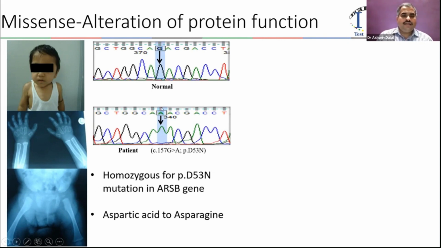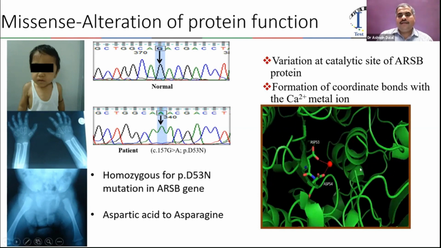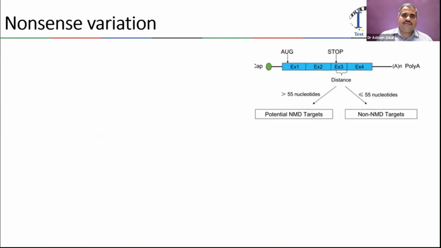The mutation analysis showed that there is a point mutation at this particular location. Now this is a missense mutation because it changes aspartic acid to asparagine. Now we need to see how this missense mutation must be leading to disease, and some in silico analysis can help us. This variant is present in the catalytic site of this enzyme and it forms calcium bonds with other surrounding amino acids. So it is a very important amino acid, and any change here can lead to disease.